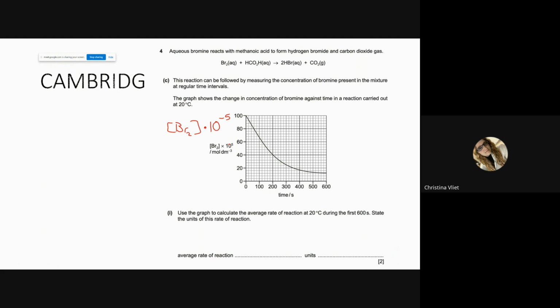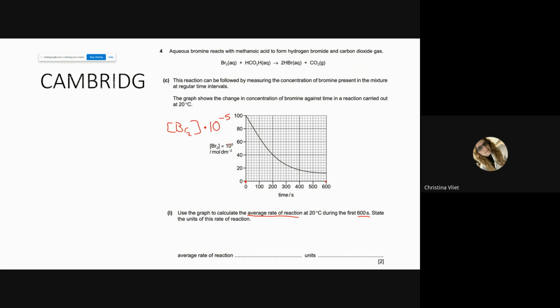So fix it in your work. It's BR times 10 to the negative 5. They tell you that over time, the bromine concentration, is that increasing or decreasing? Decreasing. And what they ask you to calculate, so pay attention to what they're asking for: the average rate of reaction over a specific time. What is the specific time? So from what time to what time? 0 to 600. Like the whole graph, right?